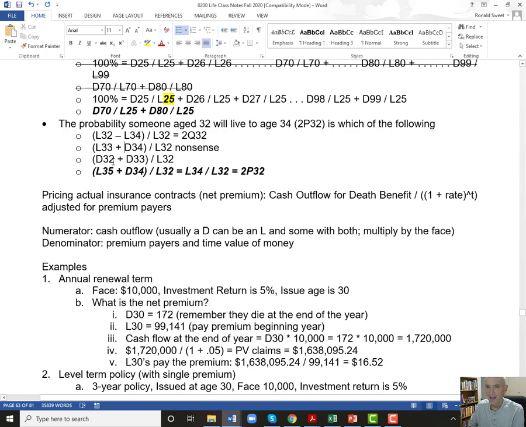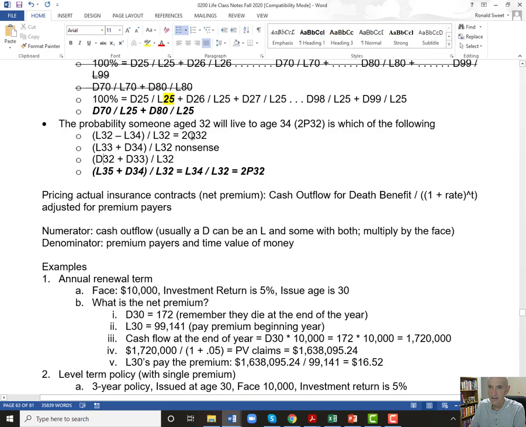You would never add back L33 plus D34 or L33 plus D33. What you're looking for is L33 plus D32. So that would make the most sense, but that's not what they have here. They have D34. That's nonsense. D32 plus D33, well, that's the probability someone will die in the next 2 years. That one's a good answer.